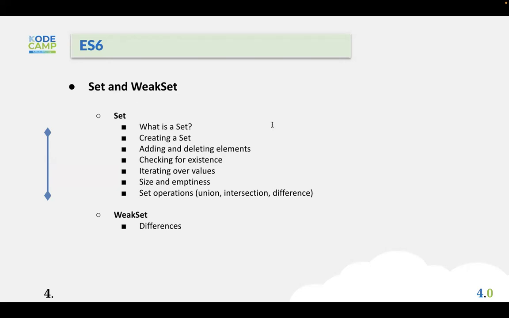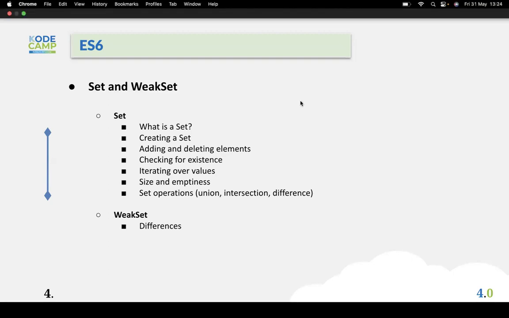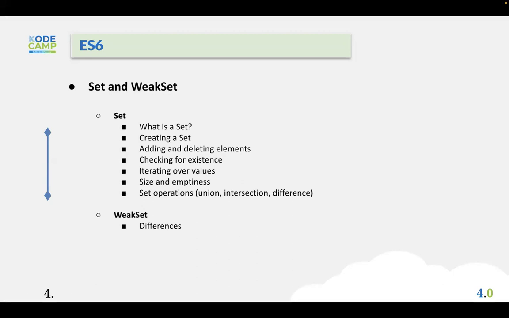So let's understand what WeakSets are. They were introduced in ES6, and they differ from a regular Set. In a WeakSet, values can only be objects or non-registered symbols, unlike regular sets, which can hold numbers and all of that.